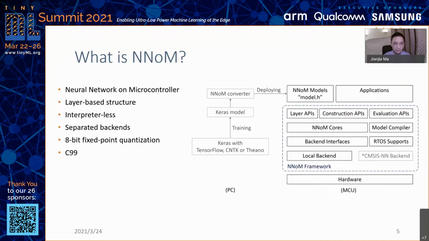It's interpreterless, so you don't have a large impact on your performance during the inference. And it also uses separated back-end designs, which means you can use your optimal operator to improve your performance. The currently supported one is the very famous CMSIS-NN. It's running on 8-bit integer, and it's compatible with C99, which is friendly for most microcontroller development environments.